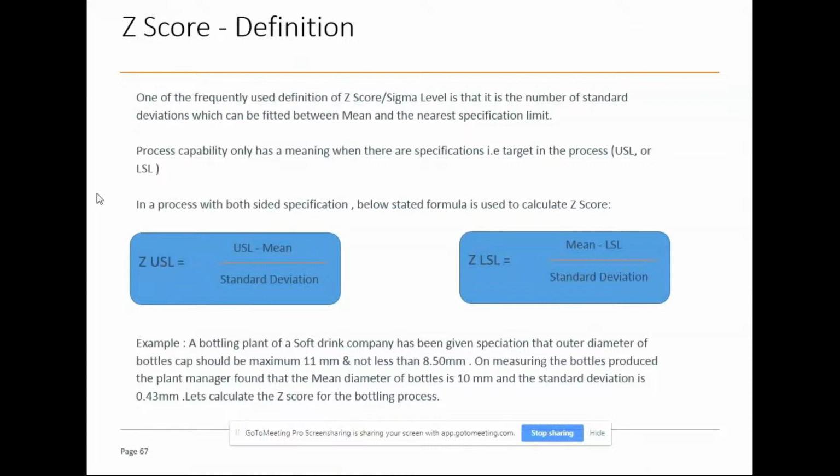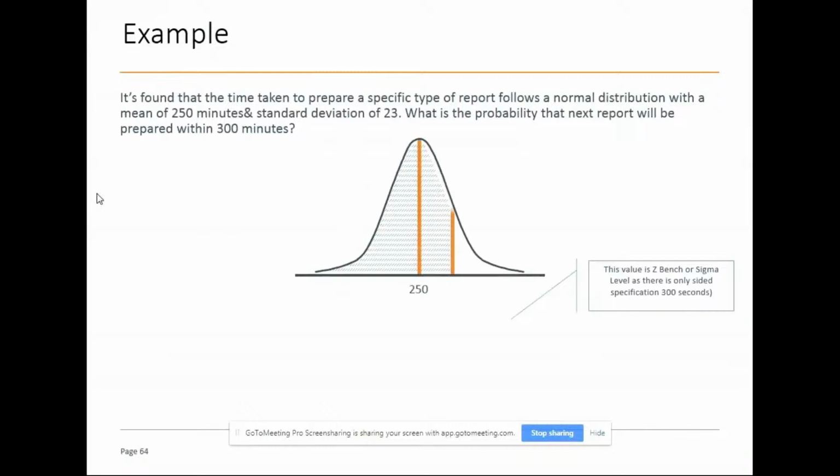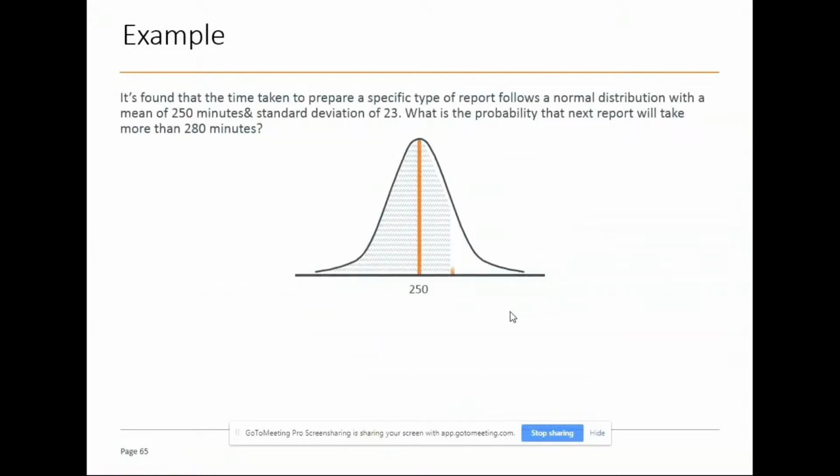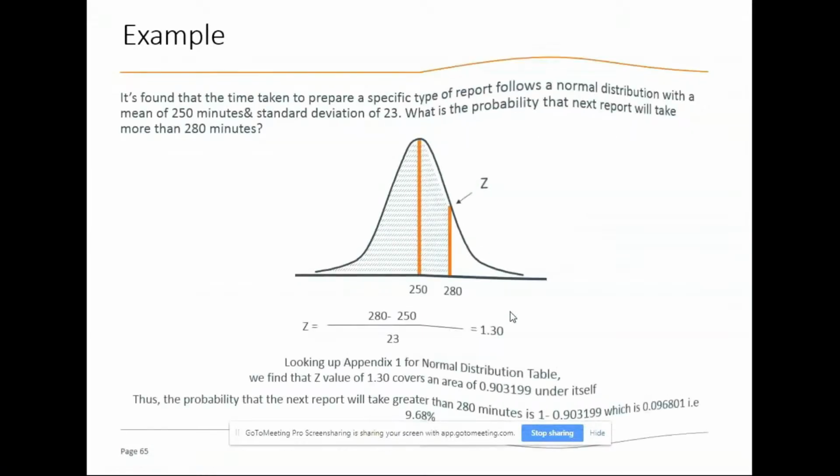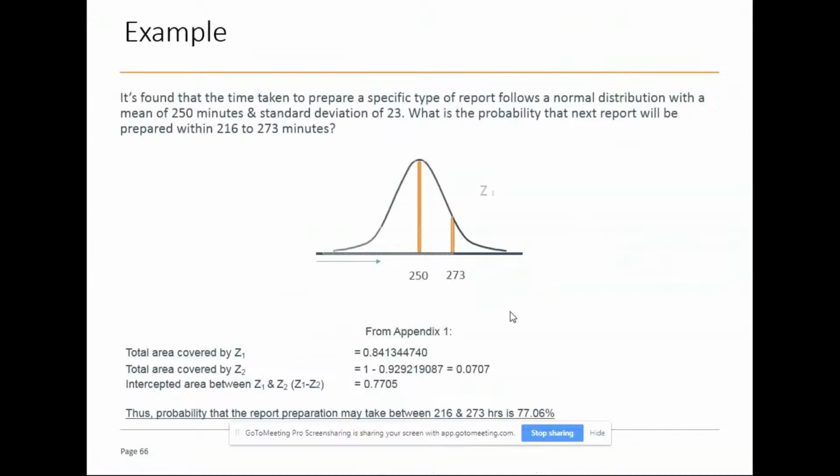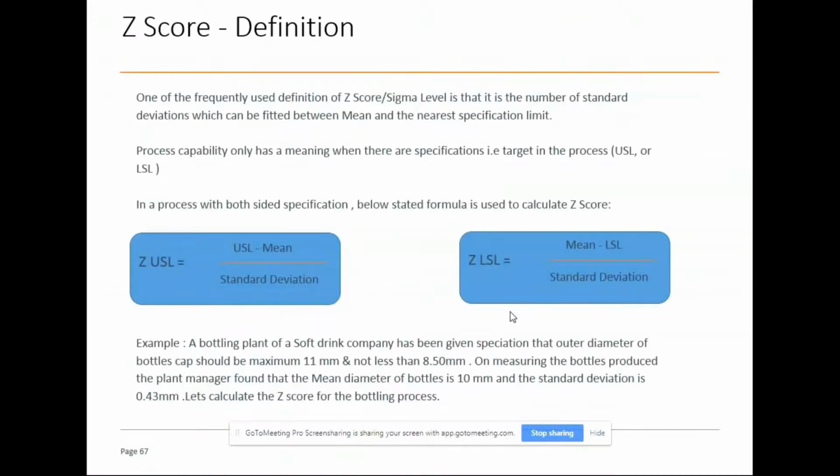So the concept is, if you have the mean and the standard deviation, and you want to calculate the probability, you look at the Z table and through that you are able to calculate the probability. Now, if we want to calculate the Z value or the sigma value, how would we do that?